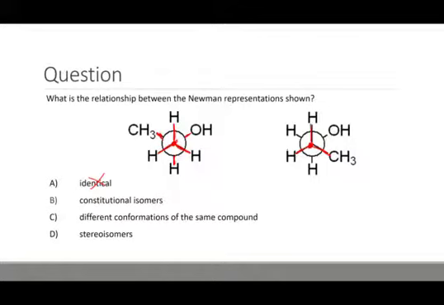That means there's been a change in a bond, right? We haven't just simply rotated anything around. This actually has a different connection type. So in this case, we actually have constitutional isomers.